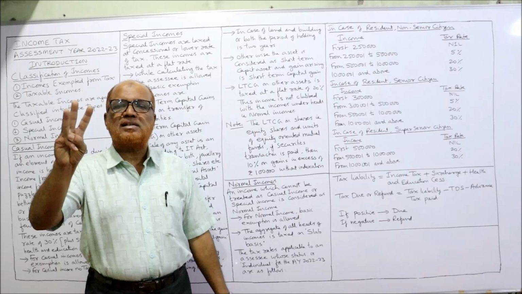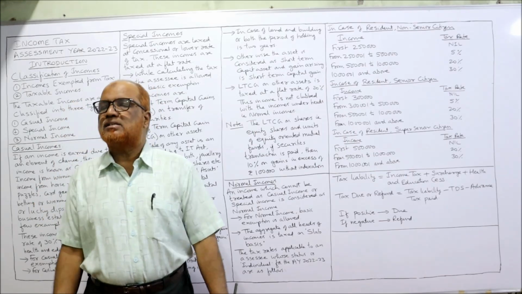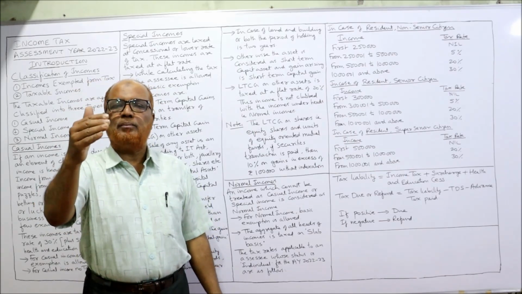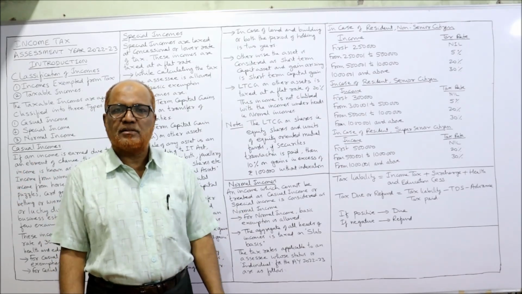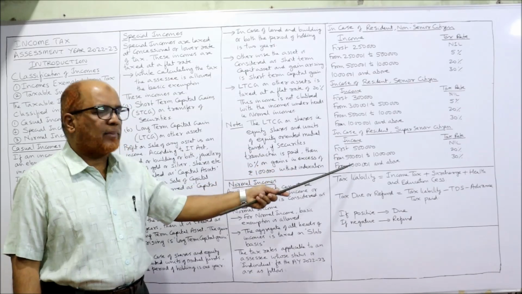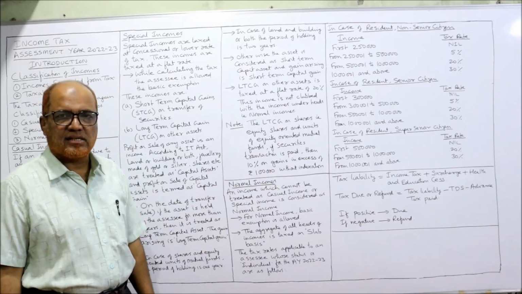So only 3 slab rates are applied for super senior citizen, that is 0%, 20%, 30%. In between, 5% we don't have, no 5%. These are the slab rates to be applied for super senior citizen.